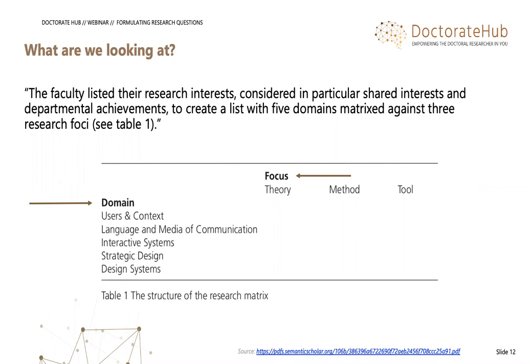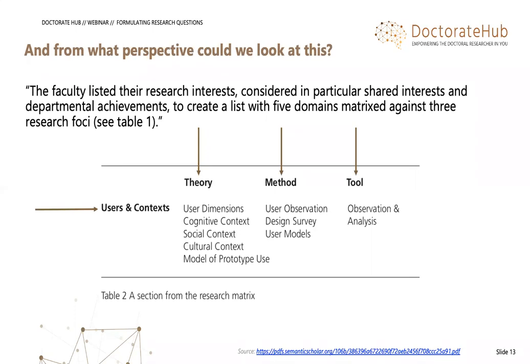So depending on the type of domain in which we attempt to carry out research, the theory will change. If we pick up, for example, users and context, then we could do research against different backgrounds, like the user dimensions, the cognitive context, the social context, the cultural context, the model of prototype used. So depending on what we would want to look into, the methods will vary. And you see, as we are going to work that out, as more information becomes available, it will be clearer which type of research we could be carrying out.